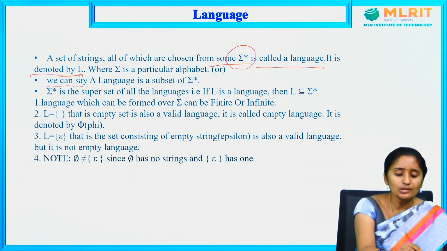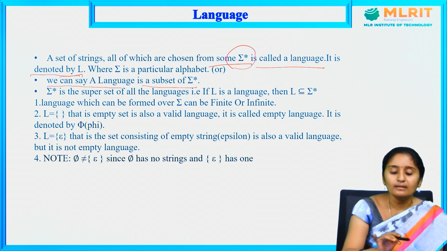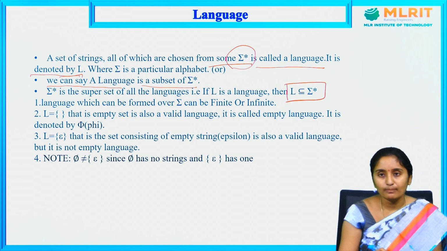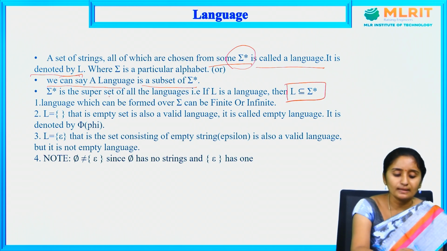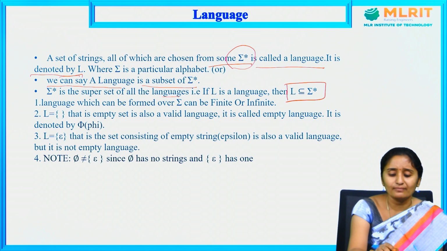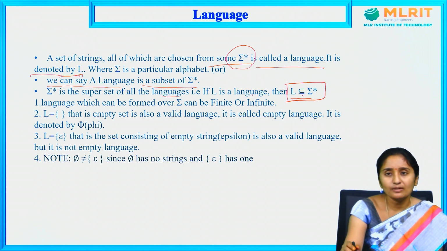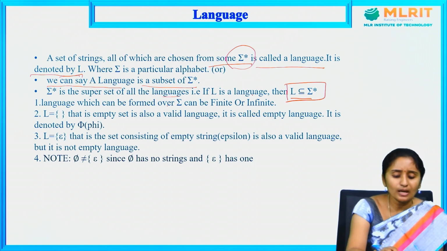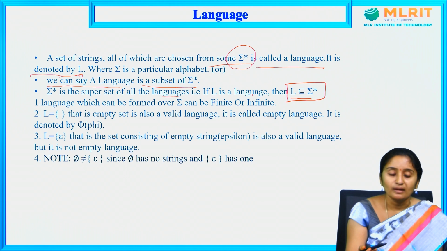We can also say a language is nothing but a subset of sigma power star. Sigma star is the superset of all the languages. If L is a language, then I can write L is a subset of sigma power star. A language which can be formed over sigma can be finite or infinite.